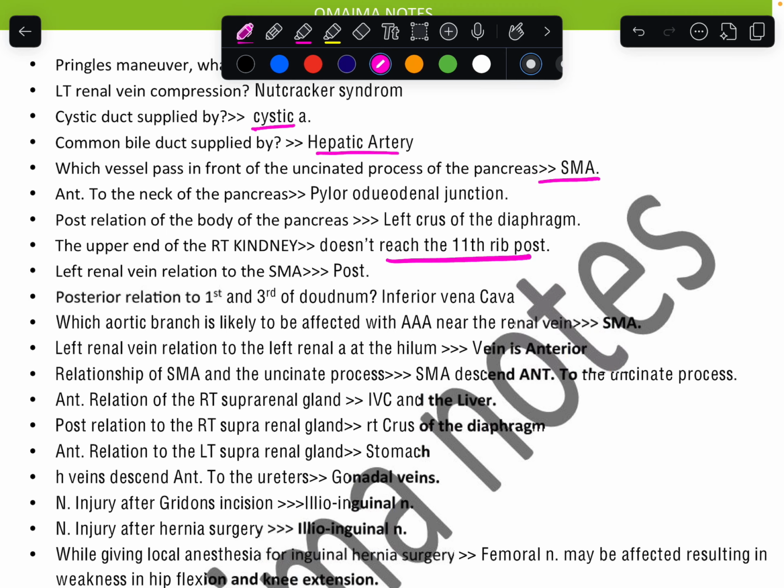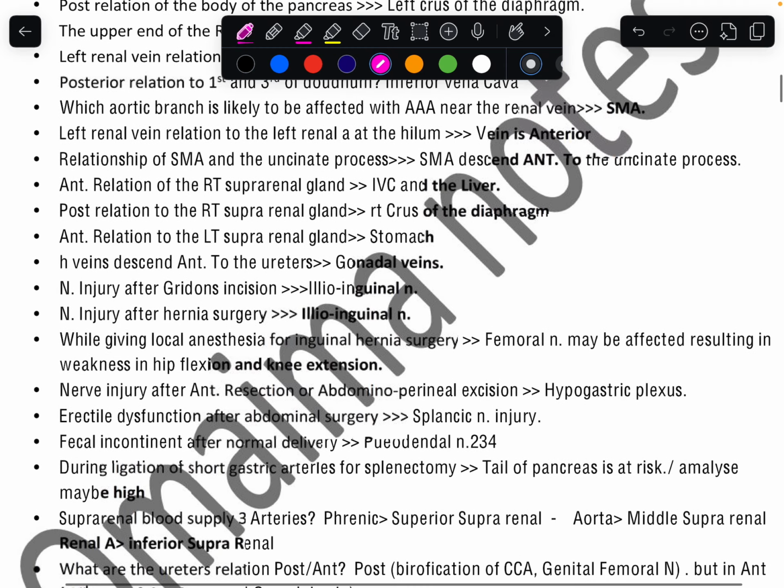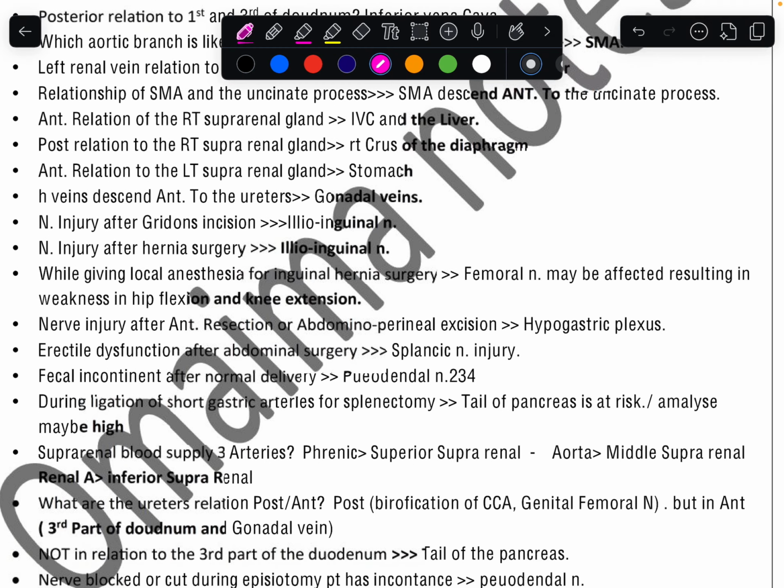On the left, veins descend anterior to the left ureter, gonadal veins. Nerve injury after grid iron incision, ilioinguinal nerve. Nerve injury after hernia surgery, ilioinguinal, same nerve. While giving local anesthesia for inguinal surgery, the femoral nerve may be affected, resulting in loss of knee extension. Nerve injury in anterior resection or abdominoperineal excision, hypogastric nerve.